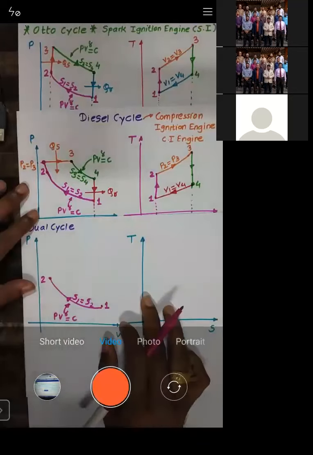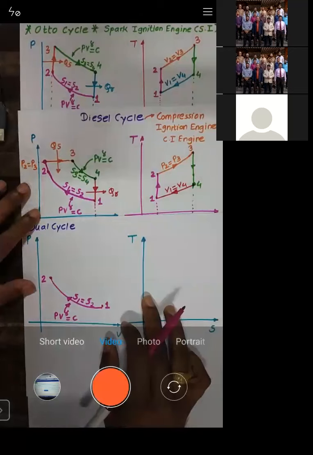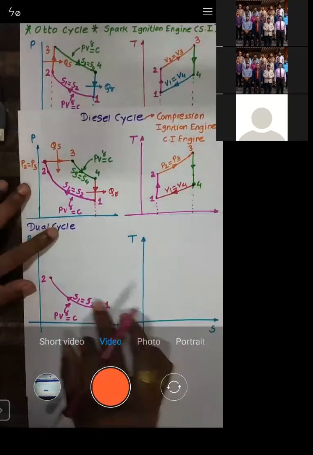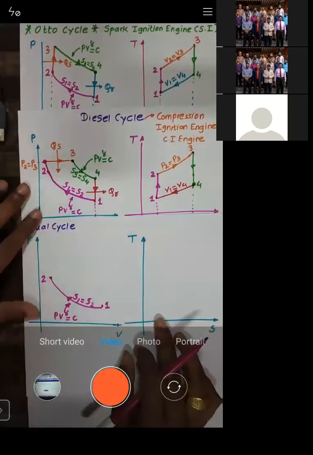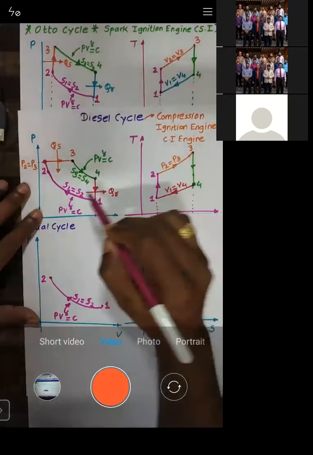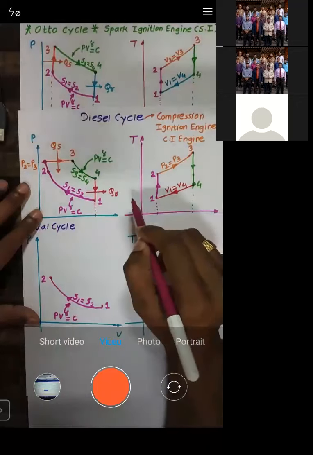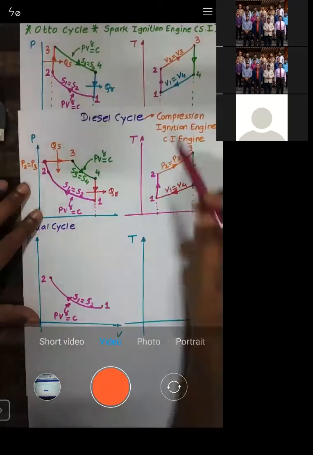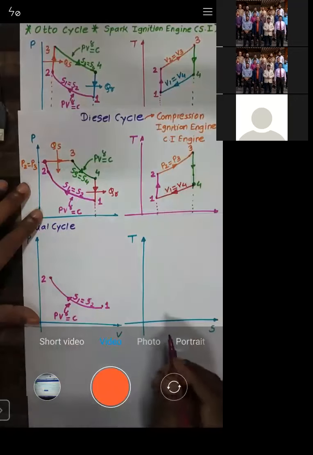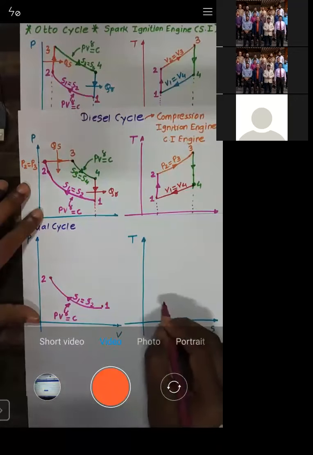Now let us work out the TS diagram. The same process we will plot on the TS diagram. The TS diagram for this process will be the same as for the Otto cycle or diesel cycle. If I take this point number 1 here and start from it, I need to move vertically upward.